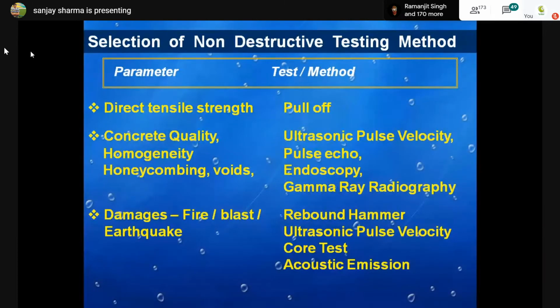Other tests are also there, which may include pulse echo test, endoscopy, and gamma ray radiography. Then for damage from fire, blast, and earthquake, the equipment useful may be rebound hammer, UPV, core test, and acoustic emission test.